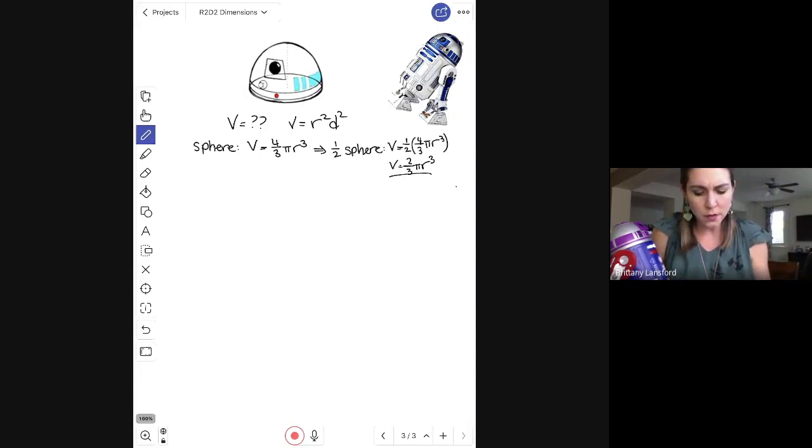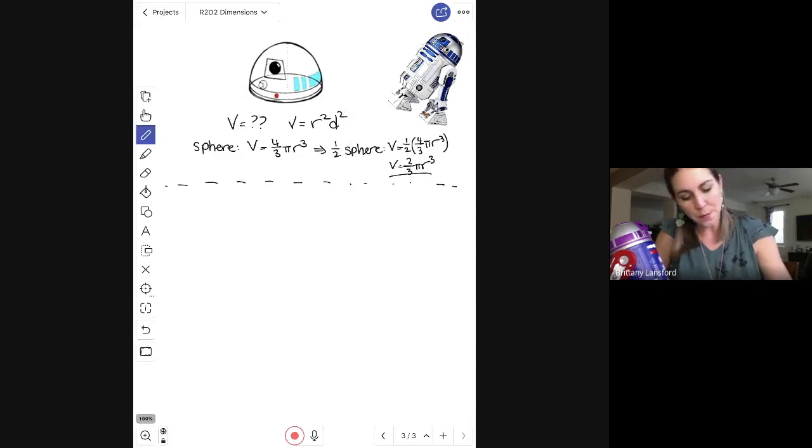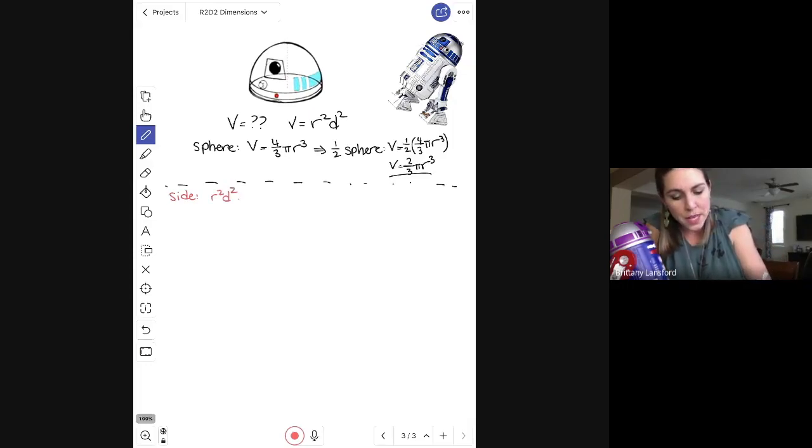So let's pause for a moment and think about what it would take to get these two things to be equal. When can this equation be equal to that equation? That is what we're going to answer now. So I'll take a side note, and we'll say, when is r squared d squared equal to 2/3 pi r cubed? That's good to know.